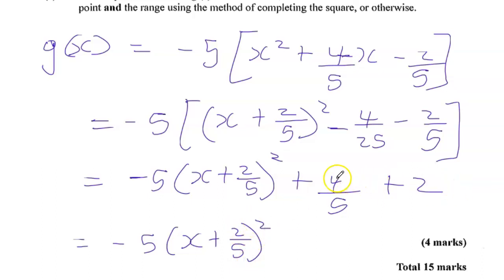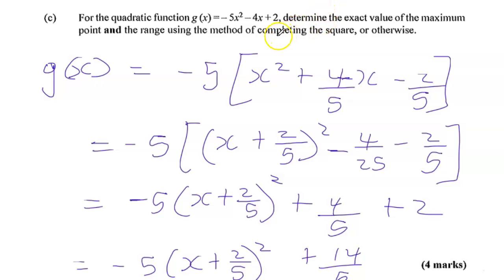We're adding these two values now. This is 4/5 and 2, which is 2 4/5, the same thing as 14/5. So when the question has asked us to determine the maximum point, and we know it's a maximum because the x squared coefficient is negative. And now when the x squared coefficient is negative, it's a maximum.